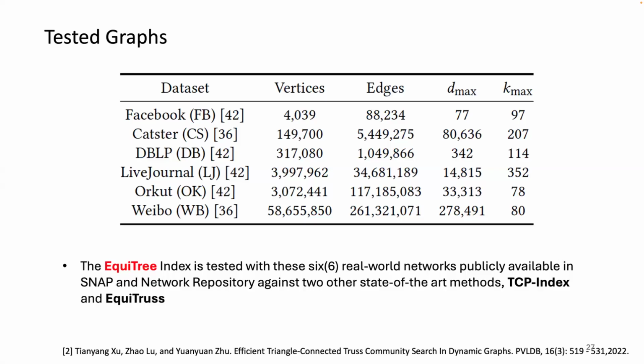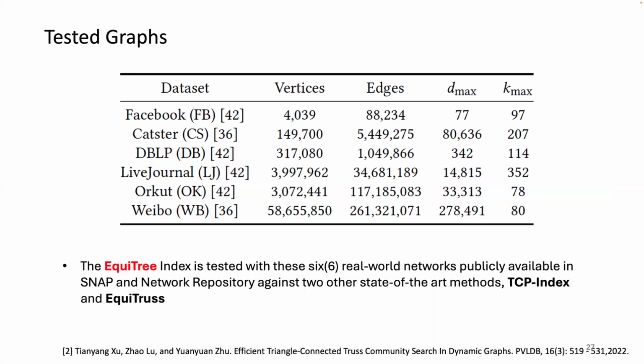There are different types of graphs, right? This is a real data graph, not an example. Yes, a social network graph. Weibo is a social network graph, from China. I know Facebook is a social network graph.